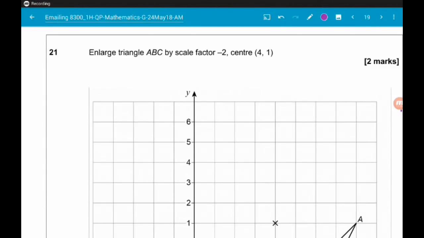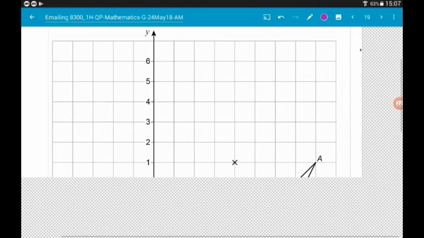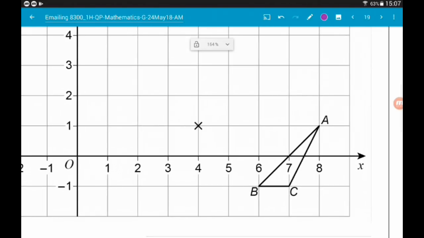Question 21 wants us to enlarge triangle ABC with a scale factor of minus 2 with a centre of 4, 1. So, there's our triangle and there is our centre. Now, a negative scale factor moves a point to the other side of the centre of enlargement. So, we're enlarging with a scale factor of minus 2, so each point is going to be twice as far from the centre of enlargement and on the other side of it.